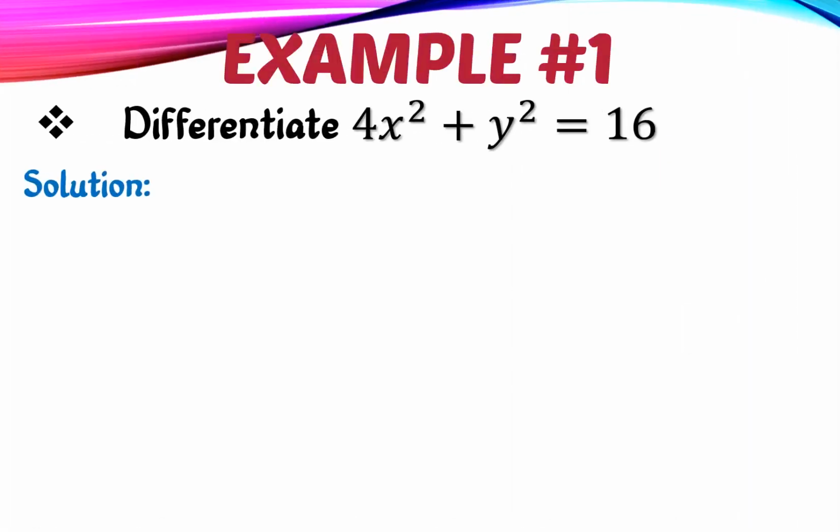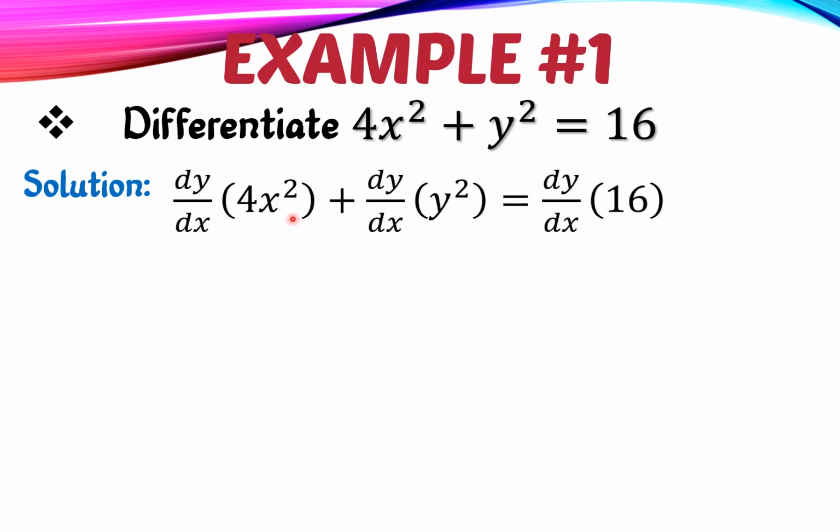Okay, let's have an example. Differentiate x squared plus y squared is equal to 16. So the first step is to differentiate both sides of the equation, or every term in the equation. So we'll get the derivative of x squared, y squared, and 16. Now, applying the rule for differentiation, the derivative of x squared is 2x.